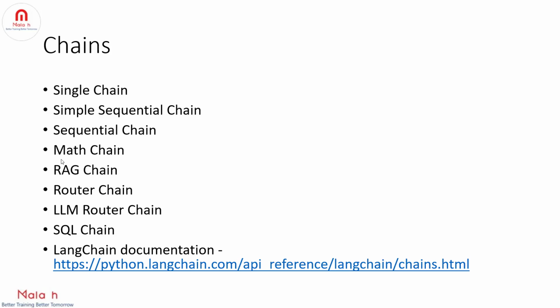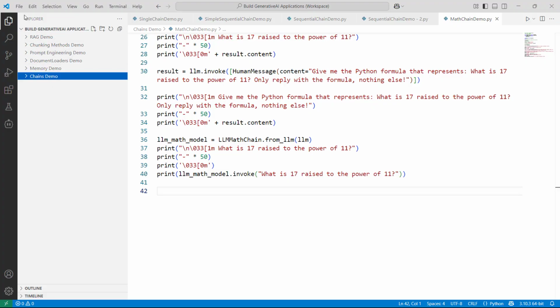So in the previous lecture, we have seen how to use LLM MathChain, right? Now let's see one other application by using this MathChain. So let's go to VS Code and see one other application. So this is our chains demo.